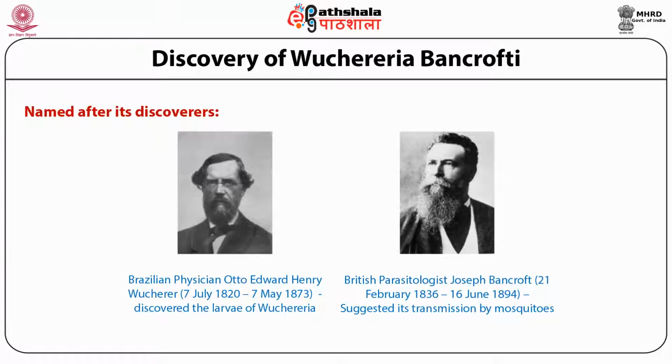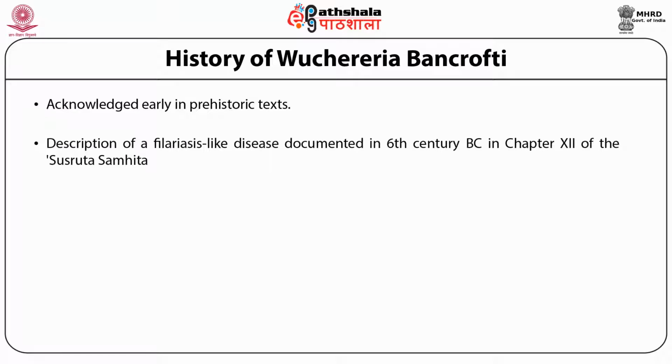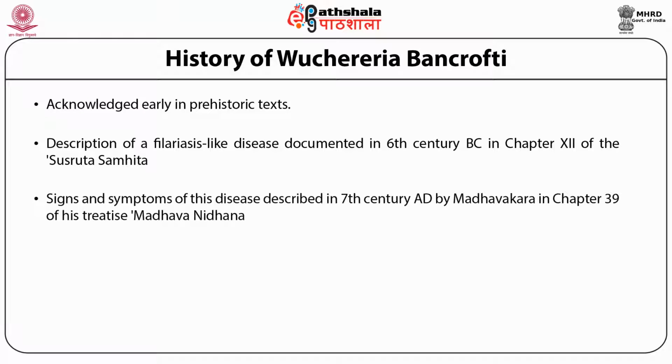However, the parasitic effects of Wuchereria bancrofti have been acknowledged early in prehistoric texts. If you go through the literature, you can find that the description of a filariasis-like disease has been documented in the 6th century BC. You can read that description in chapter 12 of the Susruta Samhita. Signs and symptoms of this disease are also described in the 7th century AD by Madhavakara in chapter 39 of his work Madhava Nidhana. Do you know what the signs and symptoms of this disease are?